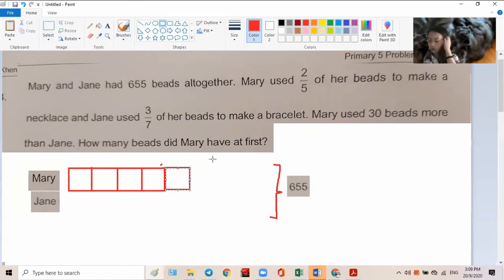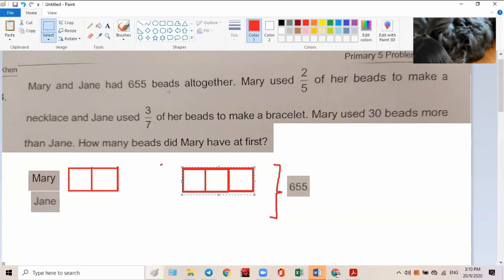But she used 2/5. So I'm going to separate out the 2/5. That means she left 3/5. This is used. Can you see it? U-S-E-D. Yes. Left. Can you see it? Agree? Okay. So far, so understand?